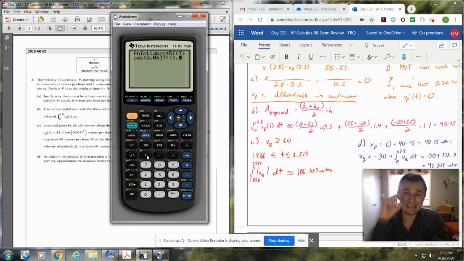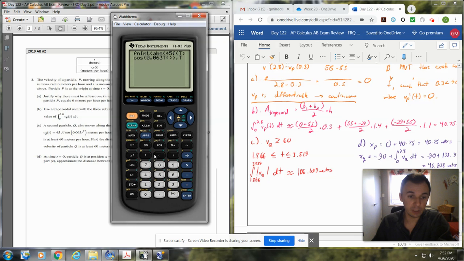Now the second thing you want to type in is, once again, we're going in a completely different order, the variable we're integrating with respect to. So since we left our equation with respect to t, we are integrating with respect to t. So comma t. Make sure you put that comma there.